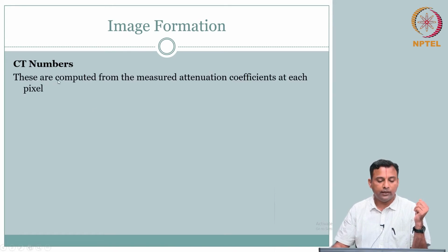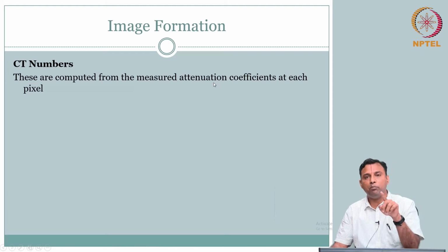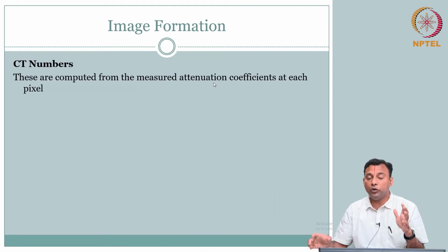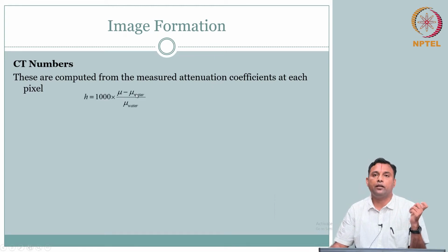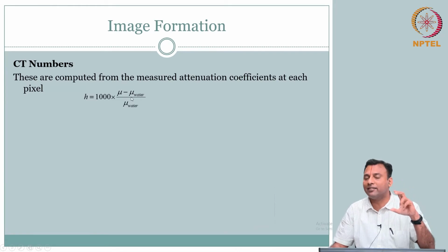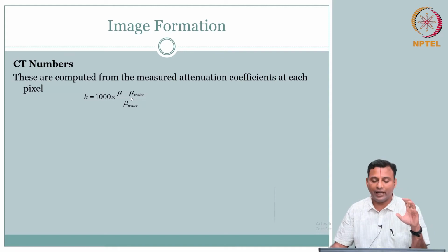So the CT numbers are computed from the attenuation coefficient at each pixel. You get some mu, but that mu is not sufficient because it can vary from scanner to scanner or settings to settings. So we will have to convert that mu with reference to water. This we can do, we can have a test standard for water under ideal temperature.